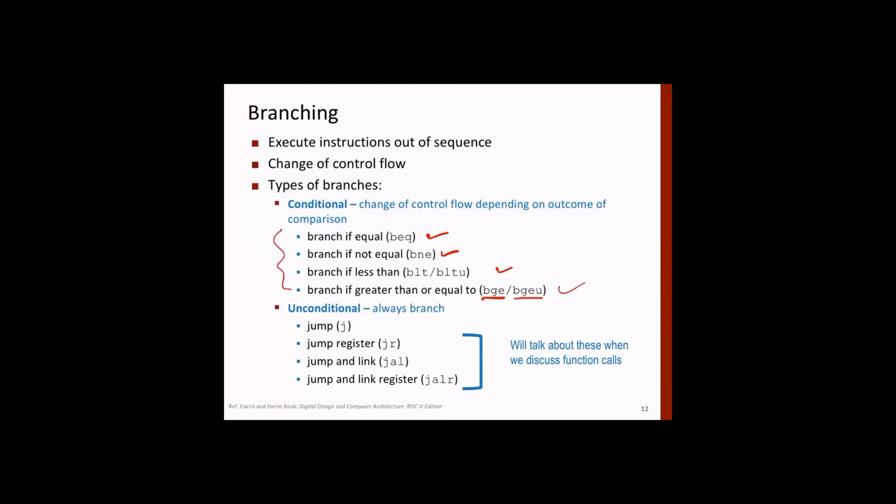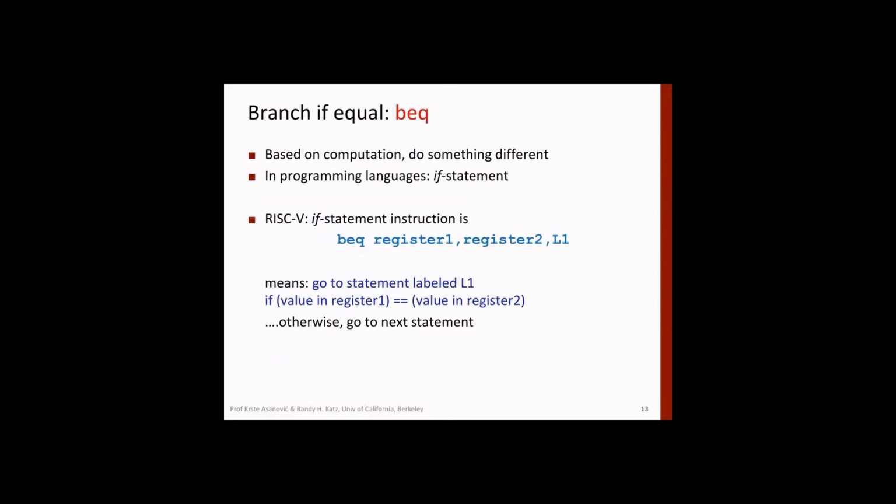And then there are unconditional branches, which we call jump, simply jump without any conditions, or jump register, or jump and link, or jump and link register. We'll look at these last 3 when we study procedures or function calls. We'll look at the jump instruction today. Actually, we have looked at it earlier as well. First is branch not equal to.